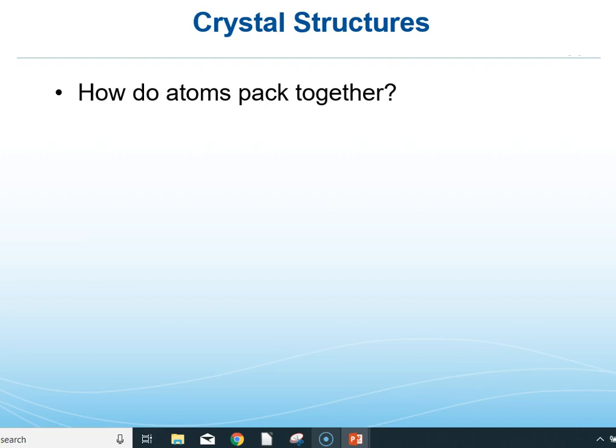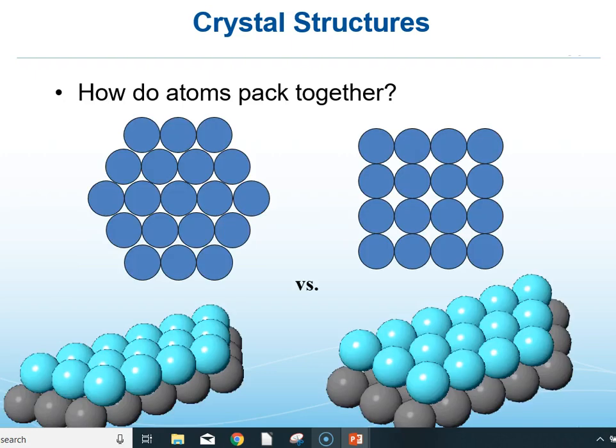So, although not all materials are crystalline, most of them are. And the ones that aren't have special properties and can kind of be thought of as exceptions to the rule versus crystallographic or crystalline materials. So crystal structures are basically one way to answer the question of how do atoms pack together.